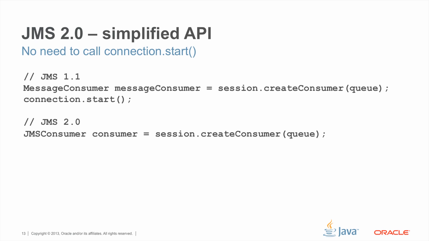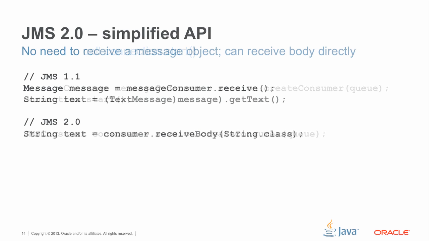If you don't want delivery of messages to start automatically like this, you don't have to. You can turn it off. The other new feature of the simplified API is the ability to receive a message body directly. By message body, I mean the message payload, such as the string of a text message or the bytes of a bytes message. Now, currently, what you have to do is to receive the message object, then you cast it to the appropriate subtype, such as text message or bytes message. And then you have to call the appropriate method to actually extract the message body from the message. In this case, it was getText.